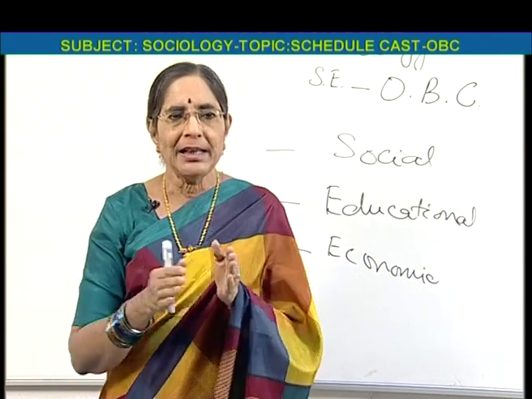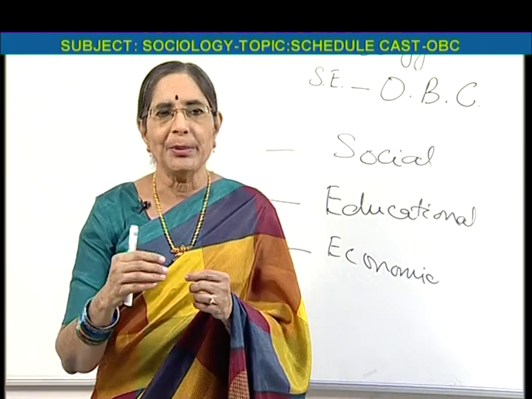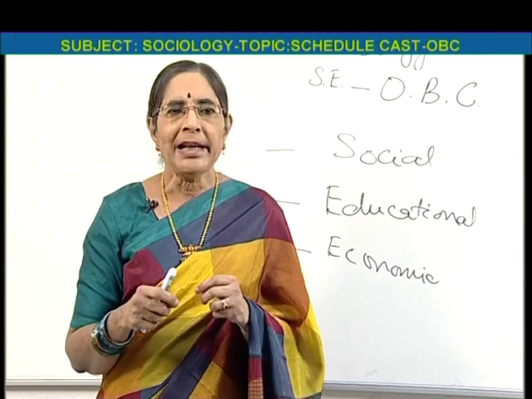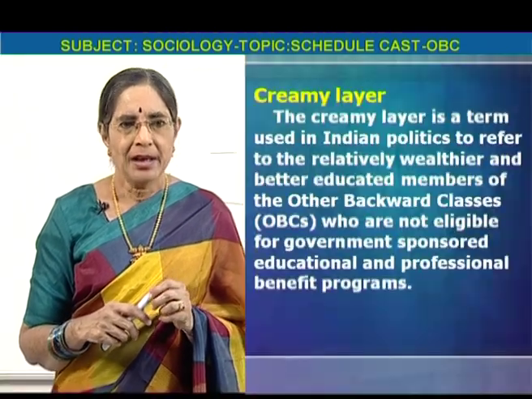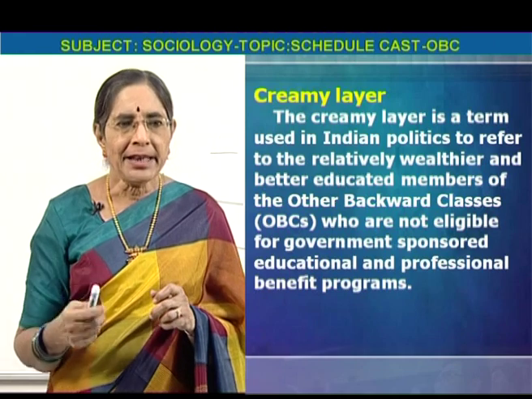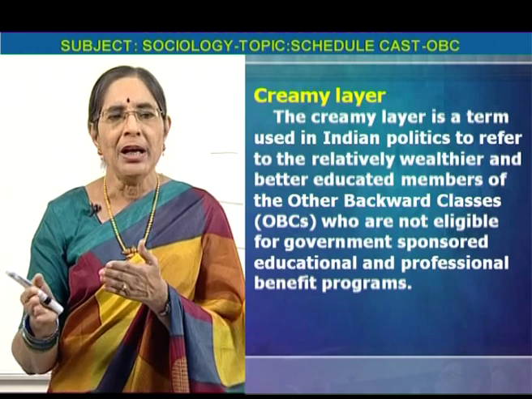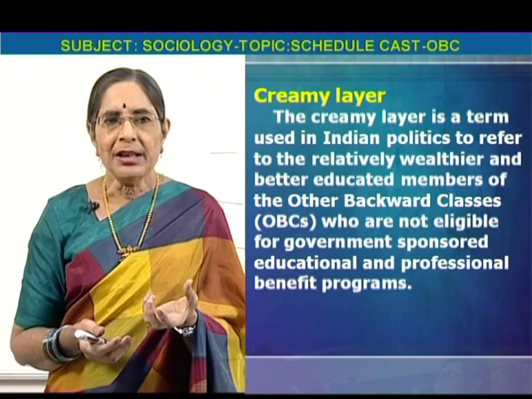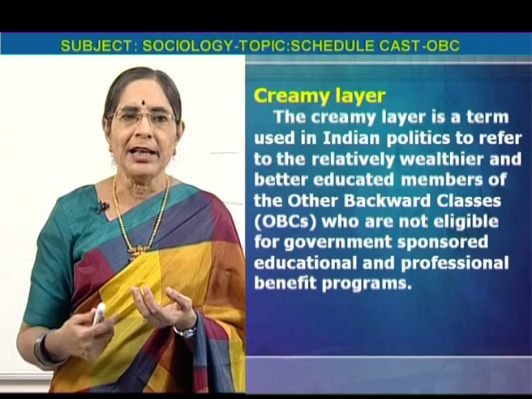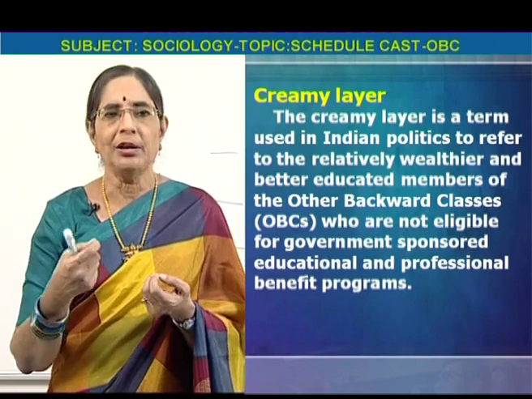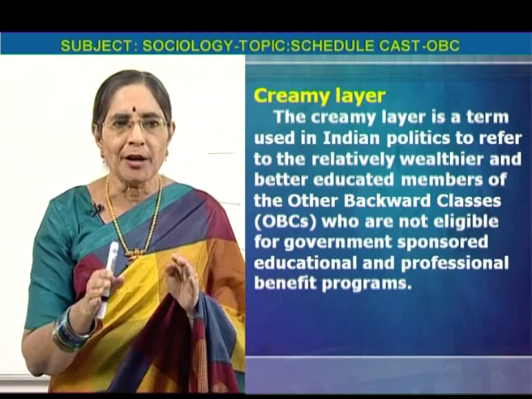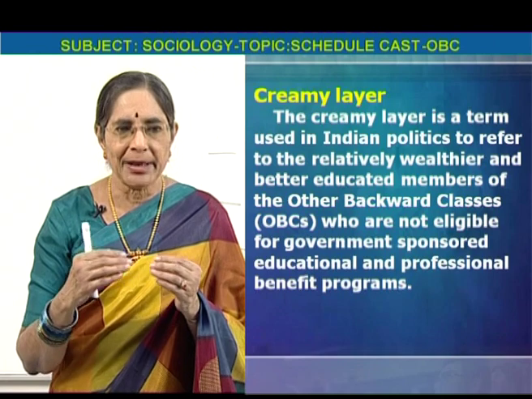Let us keep that aside for some time and see certain other concepts which we have to remember while discussing inclusion as well as exclusion of backward classes. Creamy layer is a very important concept in this context, and this word is used in Indian politics. Creamy layer refers to relatively wealthier and better educated members of other backward classes. In any backward class or community, some may be educationally forward, some educationally backward, and similarly economically forward and economically backward. Within a particular community, if some are educationally forward and wealthier, then that part of the backward class will be considered the creamy layer.